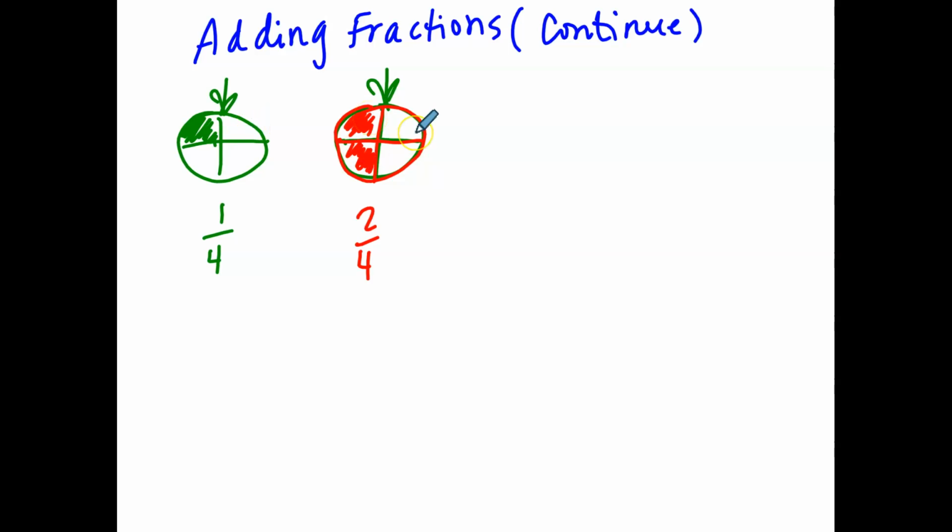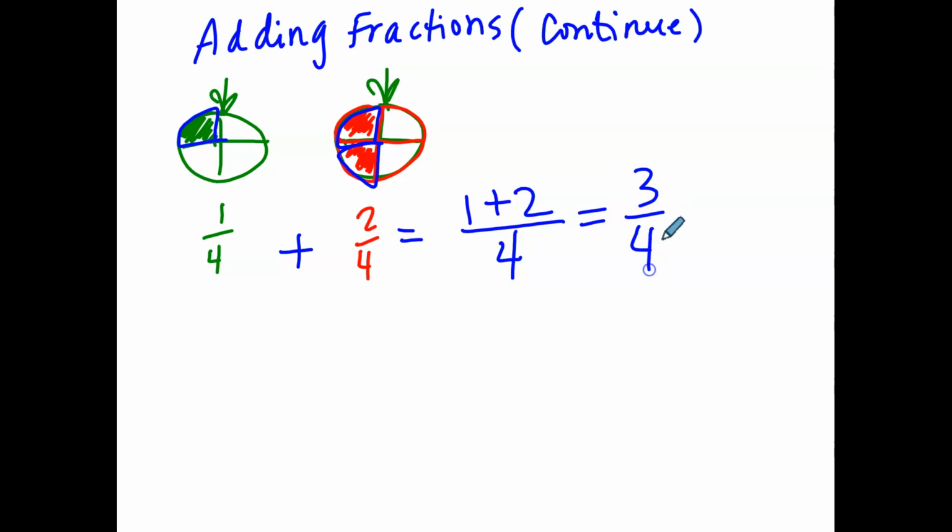So, how many pieces of apples did we eat? Well, 1/4 plus 2/4. The pieces are the same because both apples are divided into equal parts. So we ate 1 plus 2, 3/4 of an apple. We can put these parts into the first apple to see that they are the same. 1, 2, 3/4 of an apple.